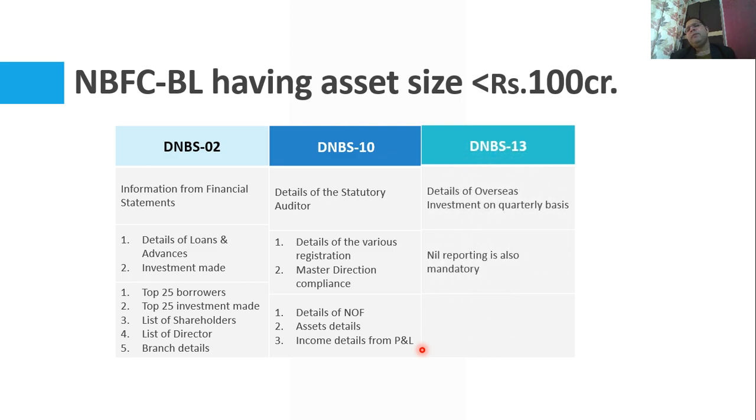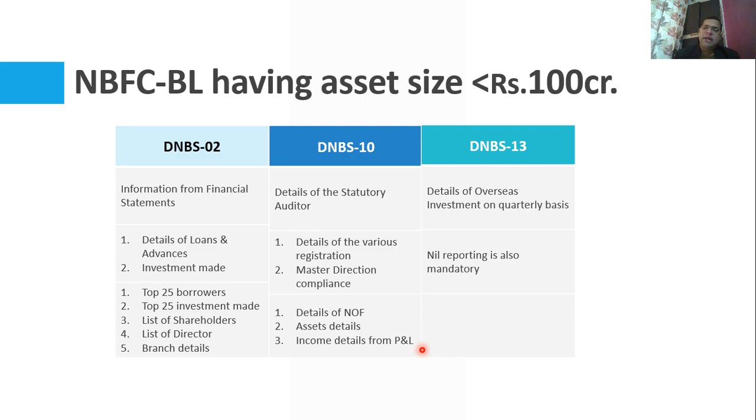Now the third return. Many people say, I don't have any overseas investment, why should I file this form, it is nothing. But this is RBI. I will not say anything about this. They are the regulators. So DNBS 13 means overseas investment. If your company has made any overseas investment, you have to fill in the details. If your company does not have any overseas investment, then prepare a nil report. It is also mandatory on a quarterly basis.